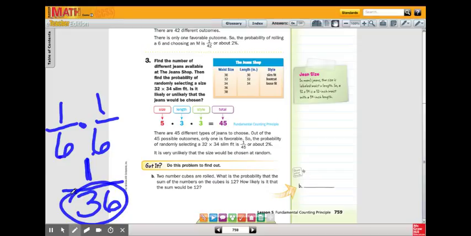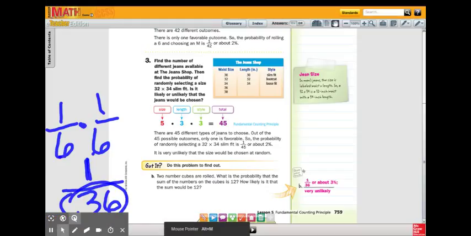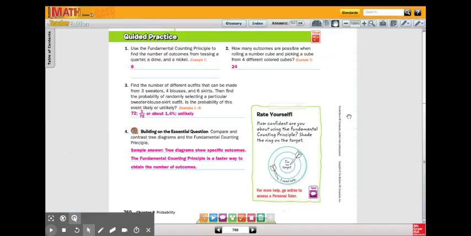And that's not very likely. I think it's almost exactly what the book says here if I turn the answers on. Right there. 1 over 36, 3%, very unlikely.